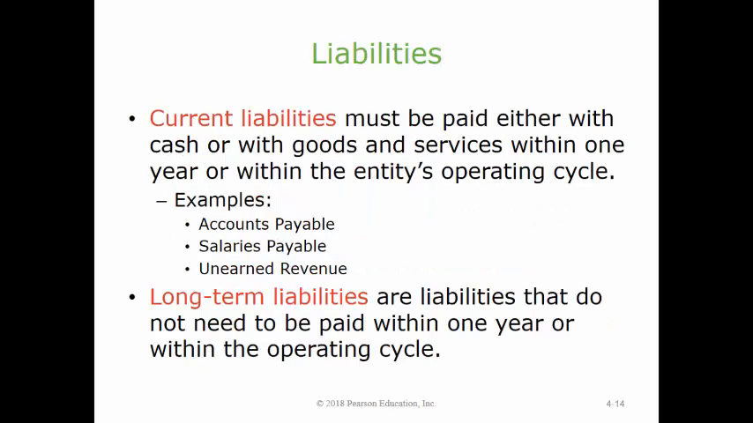A current liability is a liability that must be paid with cash or with goods and services within 1 year or within the entity's operating cycle if the cycle is longer than a year. A long-term liability is a liability that does not need to be paid within 1 year or within the entity's operating cycle, whichever is longer.